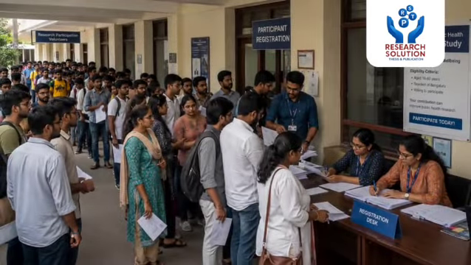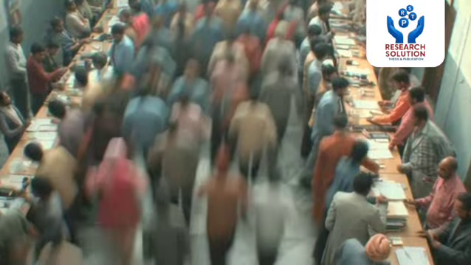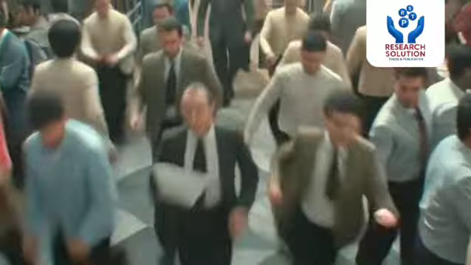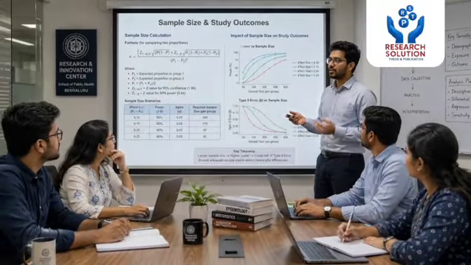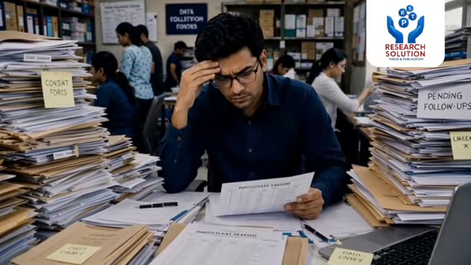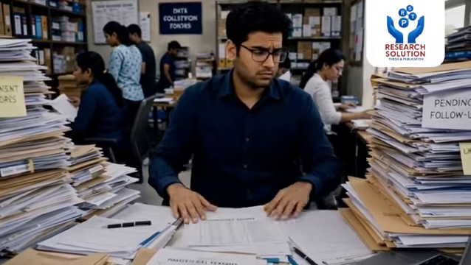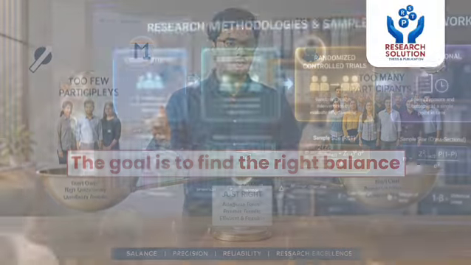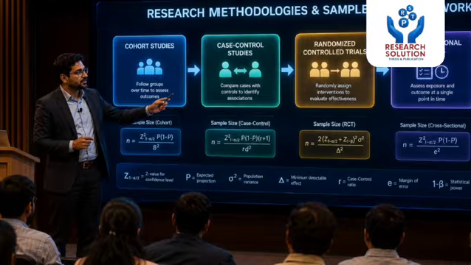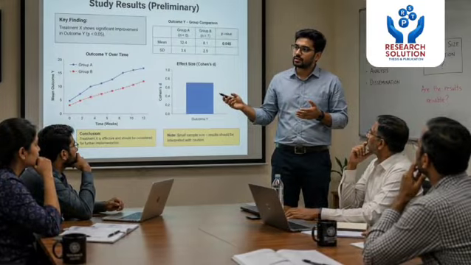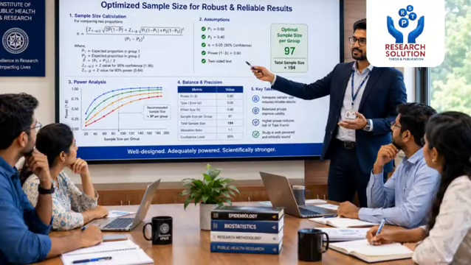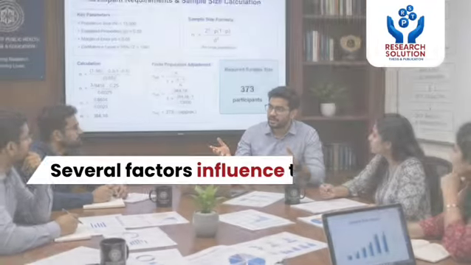Even if a real effect exists, the study may fail to detect it, leading to inaccurate conclusions. On the other hand, including far more participants than necessary can waste valuable time, effort, and resources. The goal is to find the right balance. Sample size calculation helps researchers determine the minimum number of participants required to answer a research question with confidence.